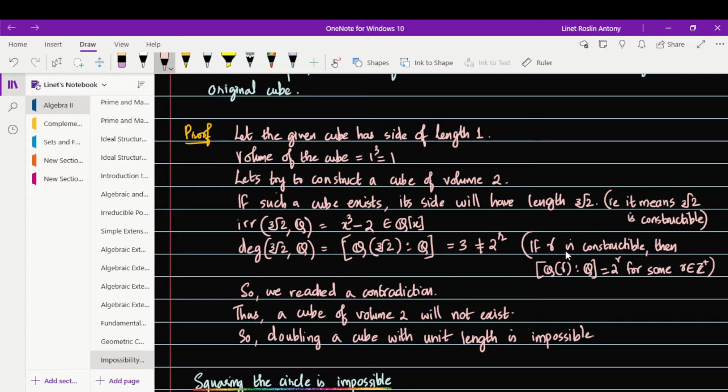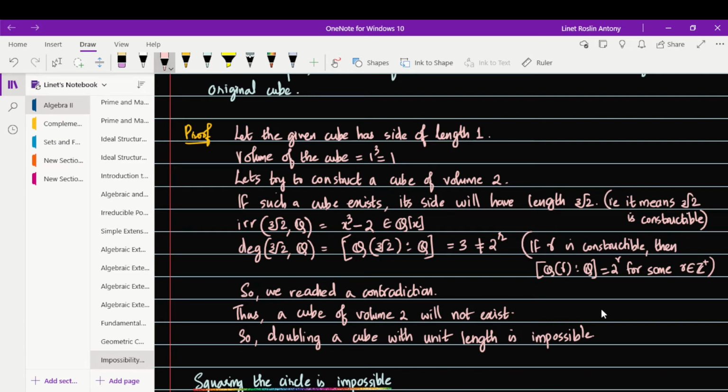But earlier in the last section, we had mentioned in a corollary that if gamma is a constructible number, then the degree of the extension Q of gamma over Q is equal to 2 power r for some r belonging to Z plus. So here we can see that this is equal to 3, but it is not equal to 2 power r for any r. 3 cannot be written as 2 power something, right? So we have reached a contradiction. Thus, a cube of volume 2 cannot be constructed. So, doubling a cube with unit length is impossible.